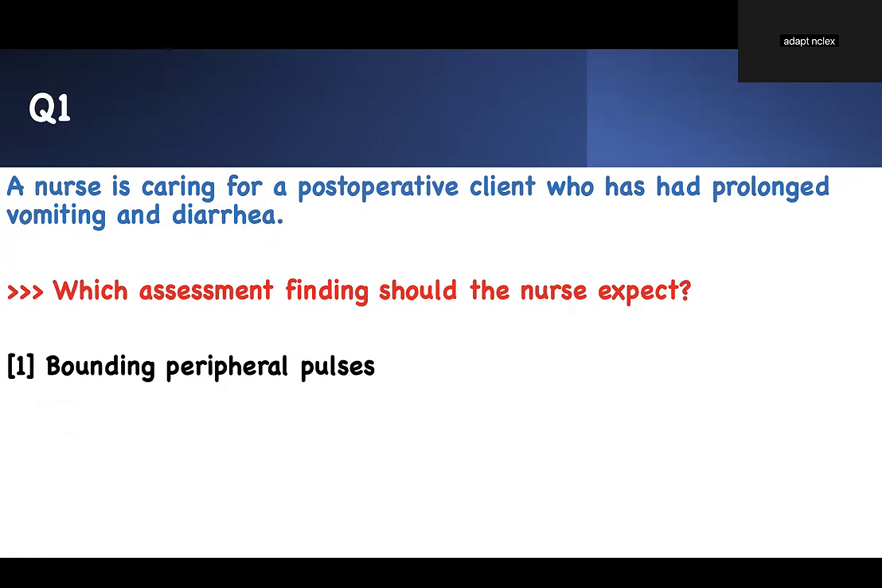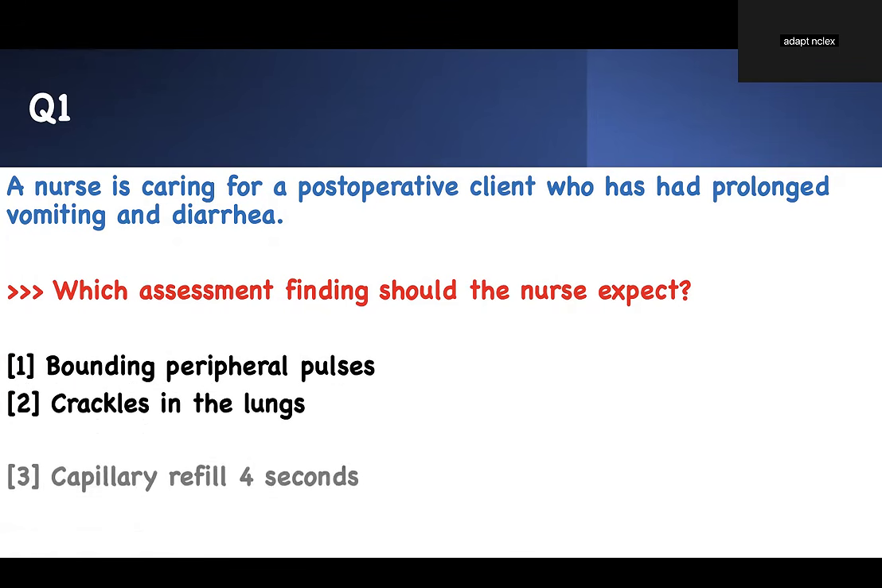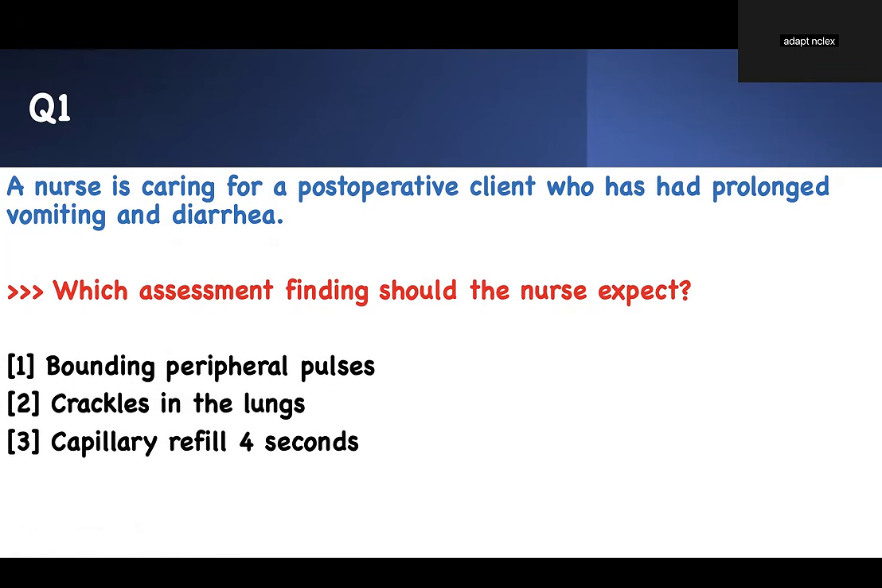Do you expect bounding peripheral pulses, crackles in the lungs, capillary refill of 4 seconds, or jugular vein distension? Look at it. Prolonged vomiting and diarrhea, jugular vein distension, capillary refill 4 seconds, crackles in the lung, bounding peripheral pulses. Which of these would you expect based on the client's condition?